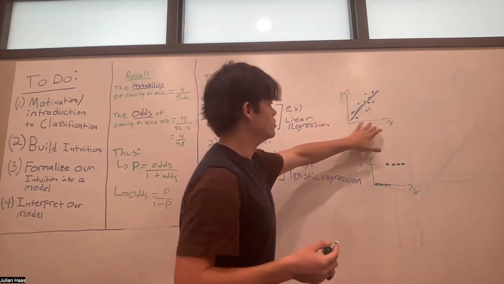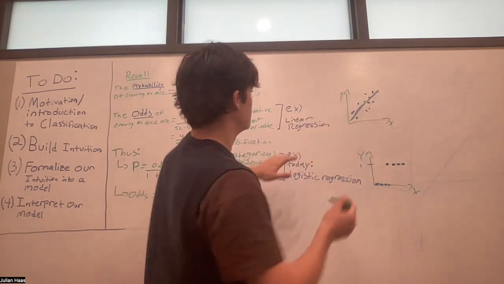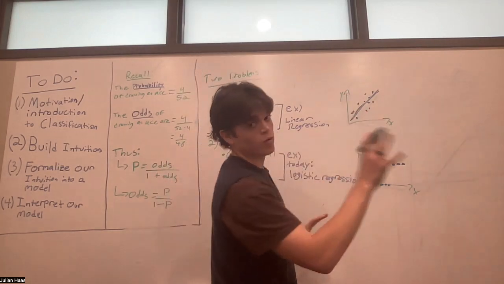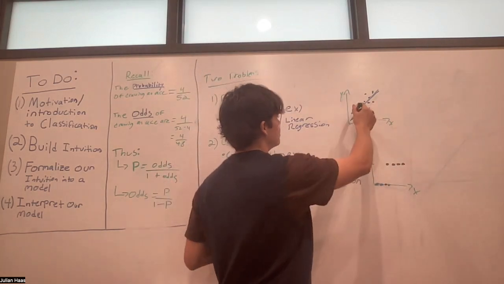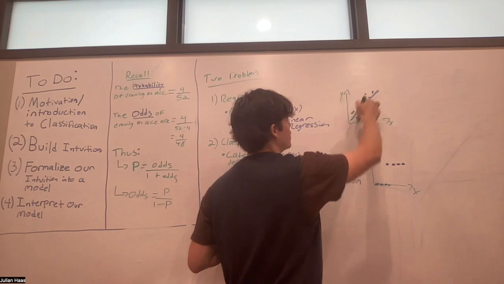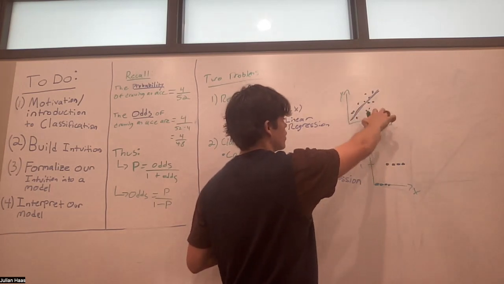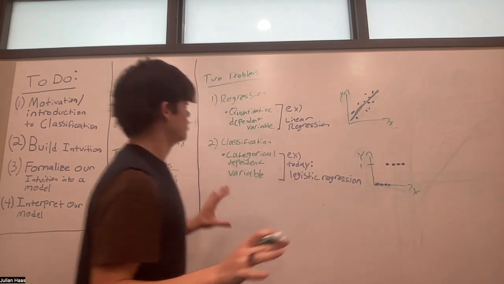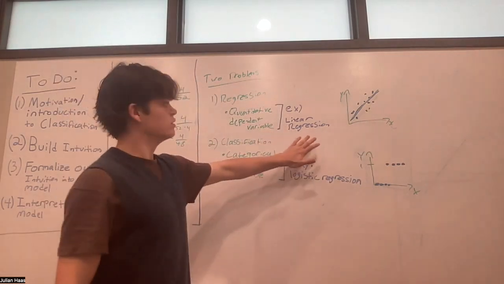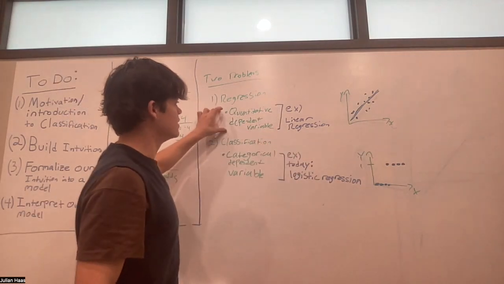This is what we would do, right? As you guys covered in last class, one of the things we can do is plot the points and then find a line of best fit that minimizes the squared residuals. And that was linear regression, right? That is with a quantitative dependent variable.